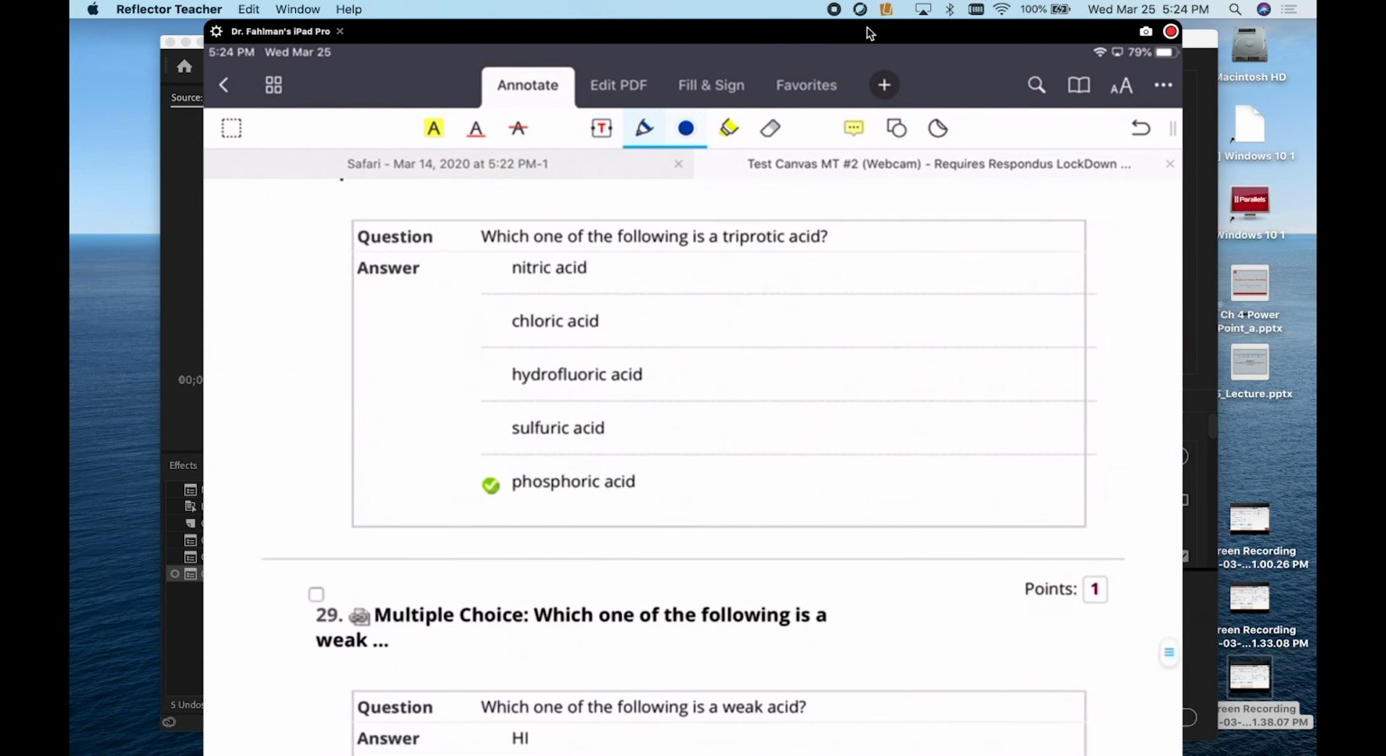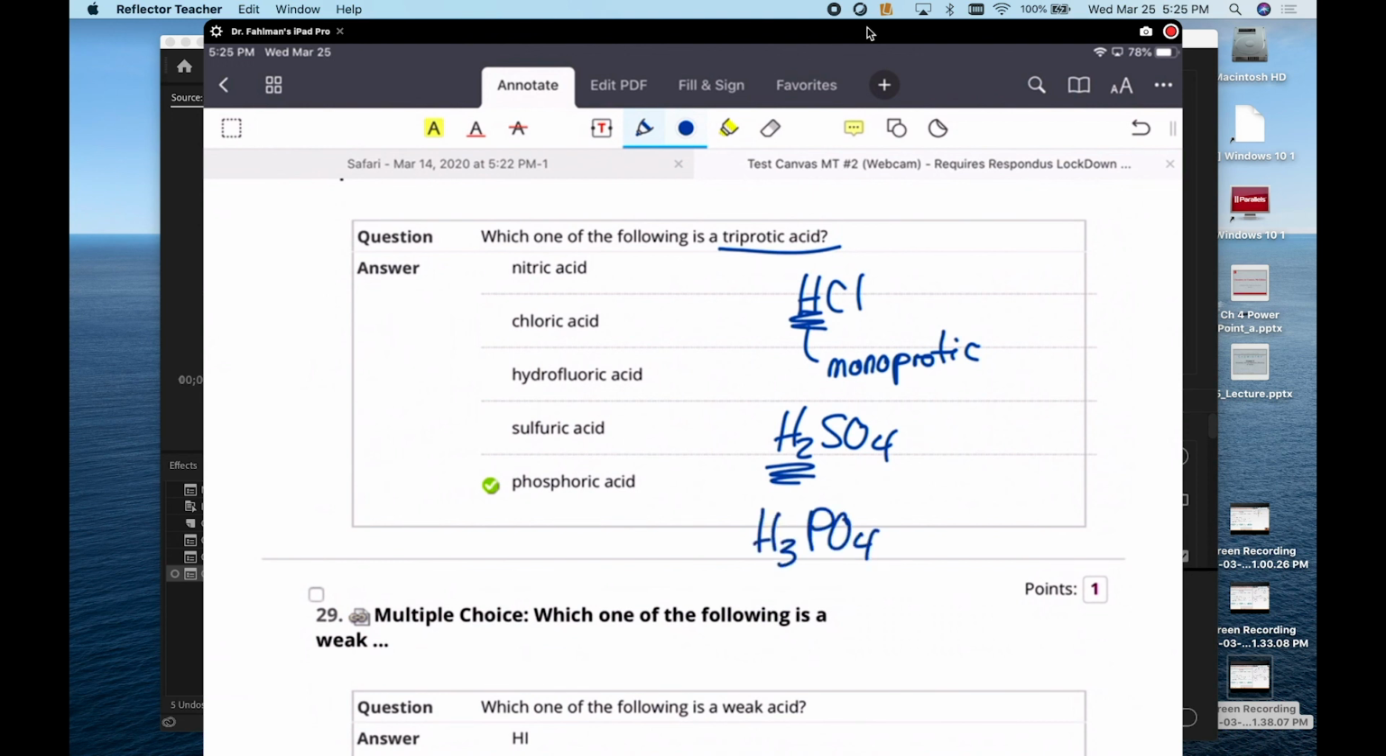Which one is a triprotic acid? Okay, so that is an example of a monoprotic, because it just has one proton. This is diprotic because you have 2 protons. This is phosphoric acid, so it's triprotic. You have 3.